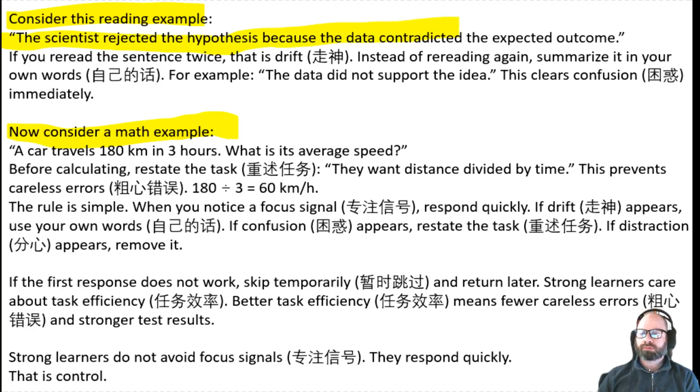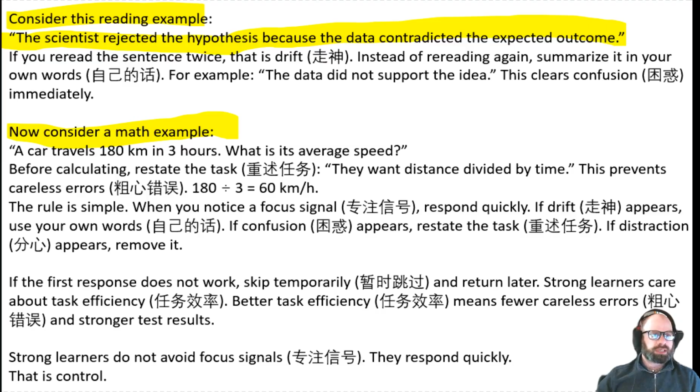The scientists rejected the hypothesis because the data contradicted the expected outcome. Do you understand the sentence? Maybe I understand. What do you think it means?